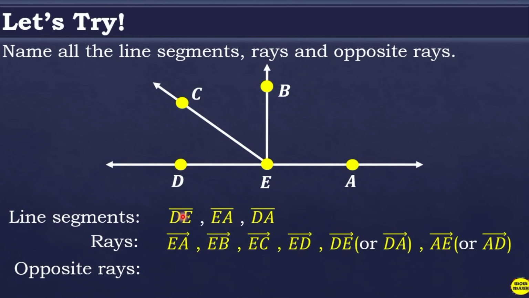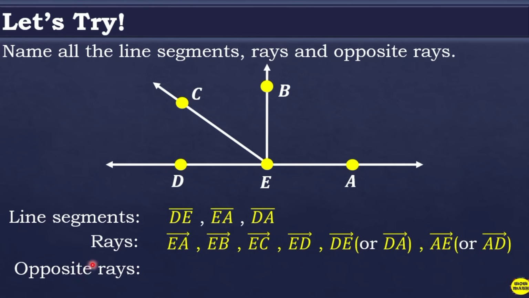Next, for rays, ang dami nating rays. So, we have ray EA, ray EB, ray EC, ED, DE, or pwede rin natin tawagin na DA, and then AE, or pwede rin siyang tawaging AD. Okay? So, we have 1, 2, 3, 4, 5, 6 rays here.